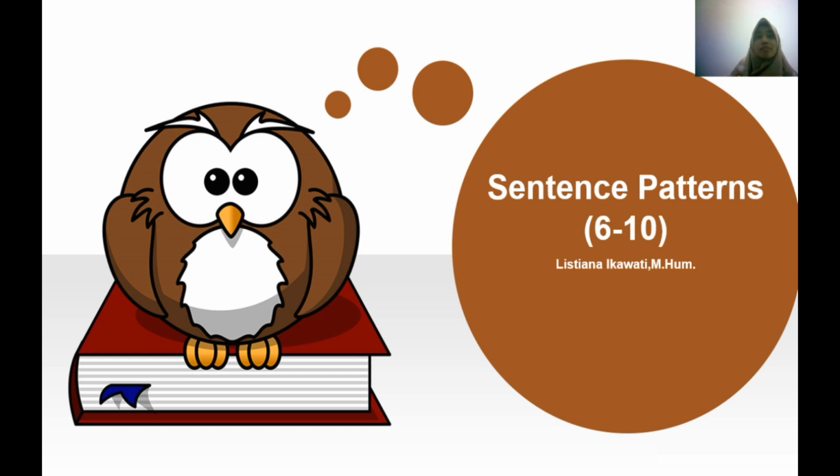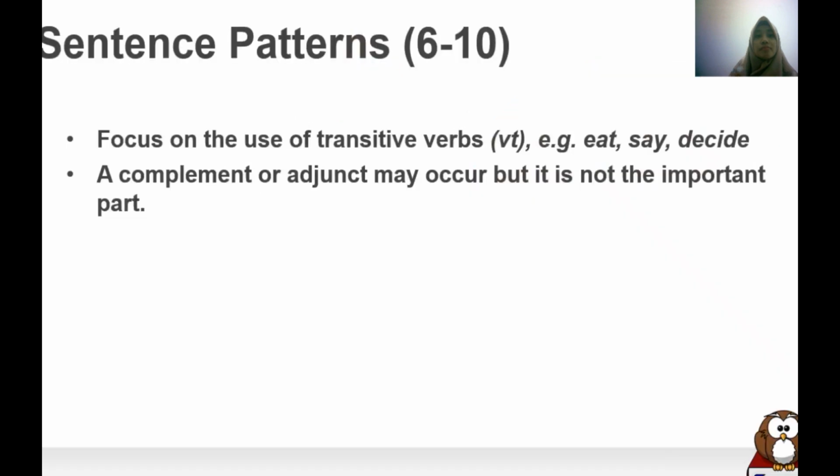Okay, let's check it out. Right, so in the last two meetings, we learned about sentence patterns 1 to 5. They mainly focus on the use of intransitive verbs or VI. They refer to the verbs that do not need objects. But today we will focus on the use of transitive verbs or VT.